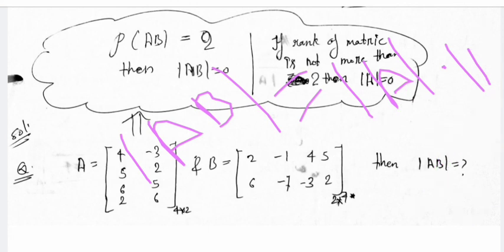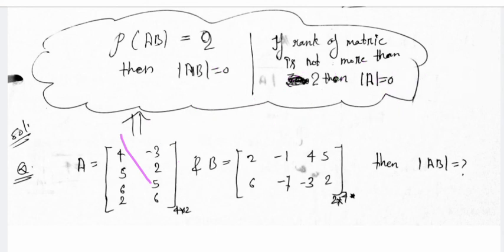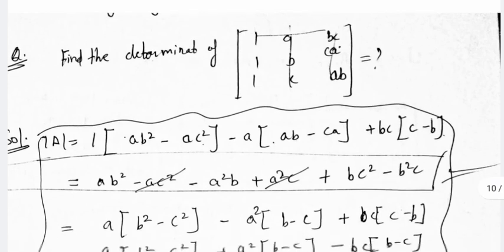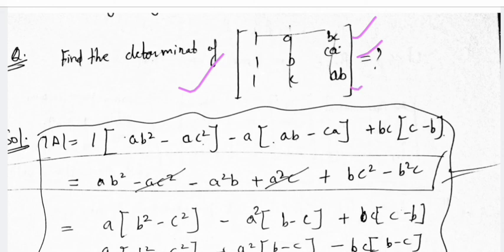Now come to the next question. The next question is defined as: find the determinant of the given matrix. Here the matrix is given as 1, A, B, C in the first row, 1, B, C, A in the second row, 1, C, A, B in the third row. Now, finding the determinant of this is going to be a long process, which is written here, and it is very long.